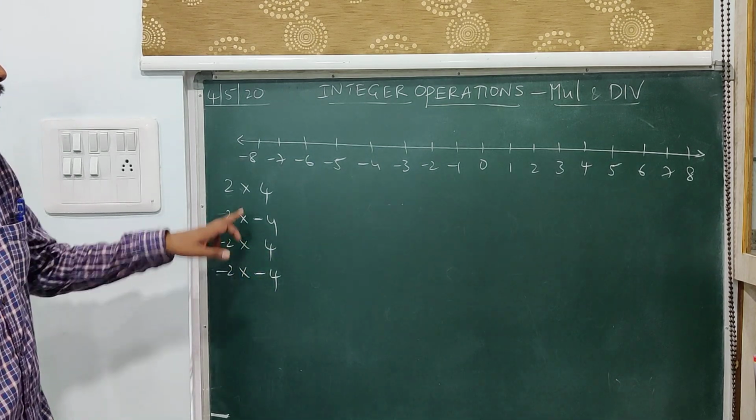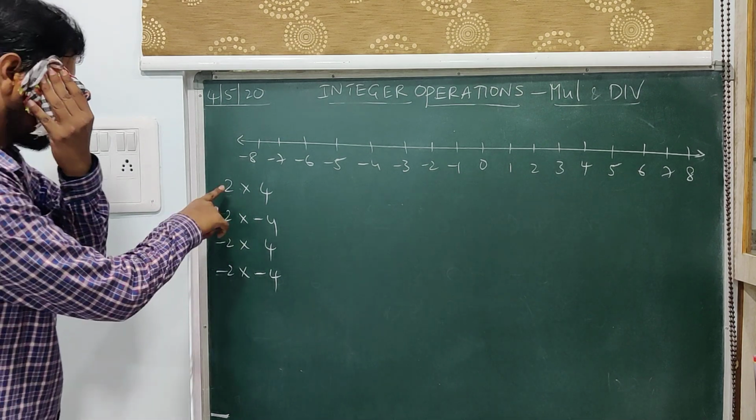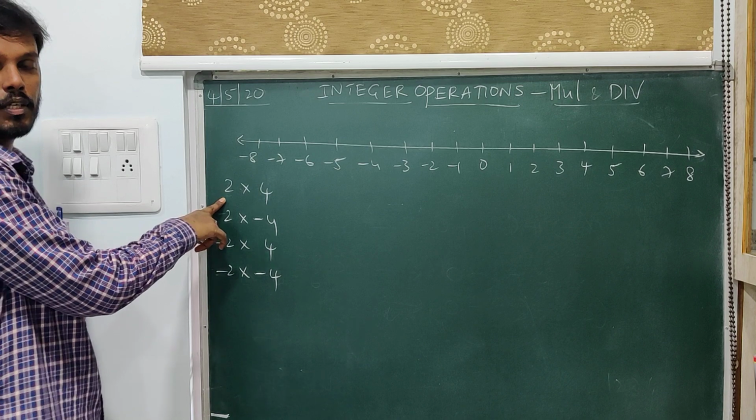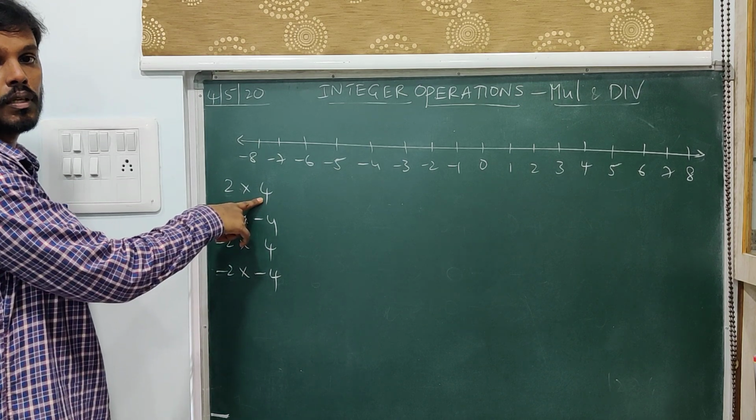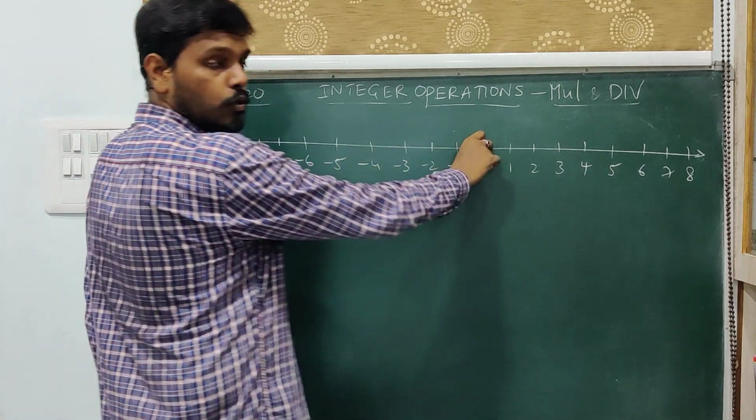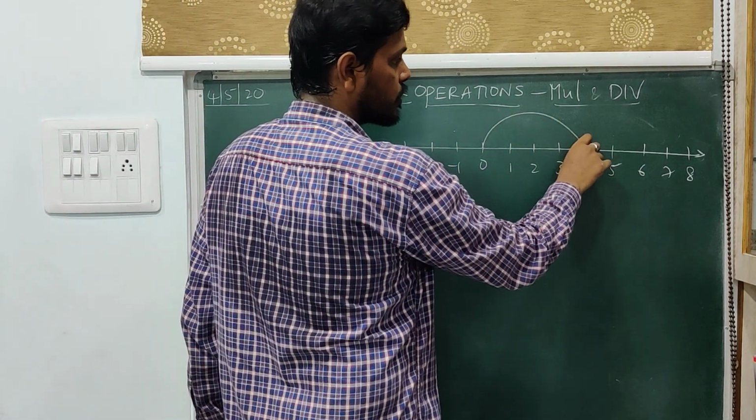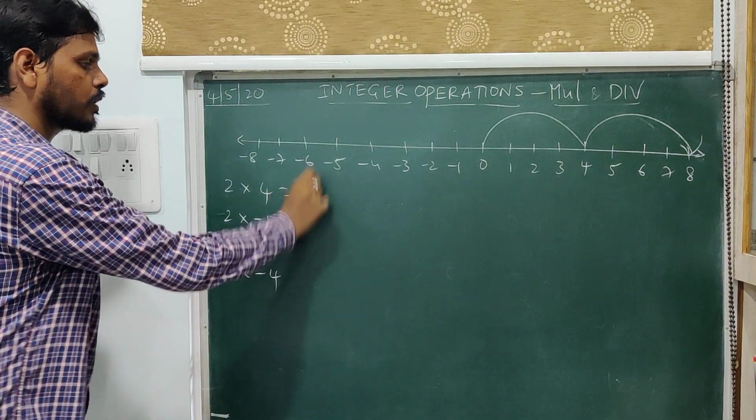I'll go with this. Again, 2 is the multiplier, 4 is the multiplicand. So here it is a positive multiplier, it means addition. So we have to add 4. How many times? 2 times. To what? To 0. So I'll start with 0. You have to add 4 2 times. So this is the first time, this is the second time. So the answer is 8.